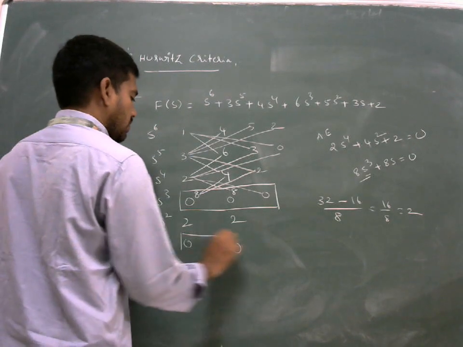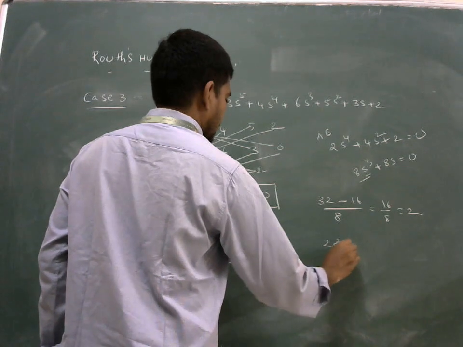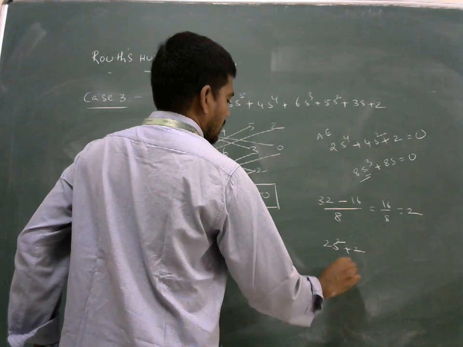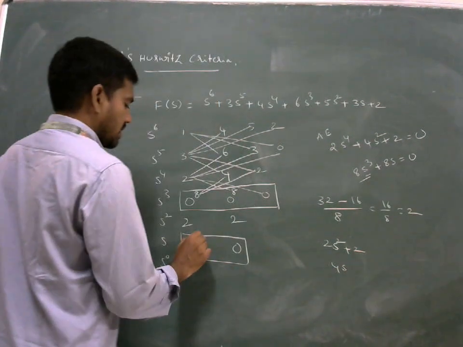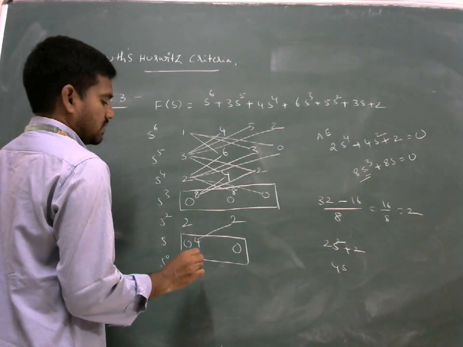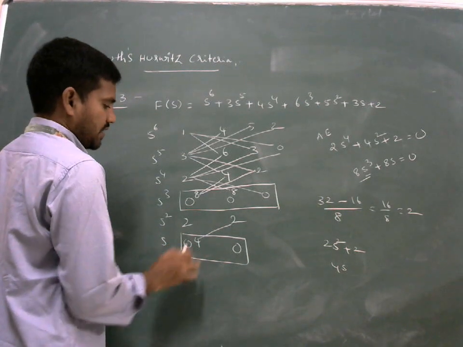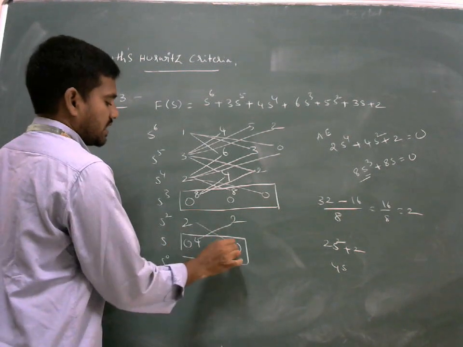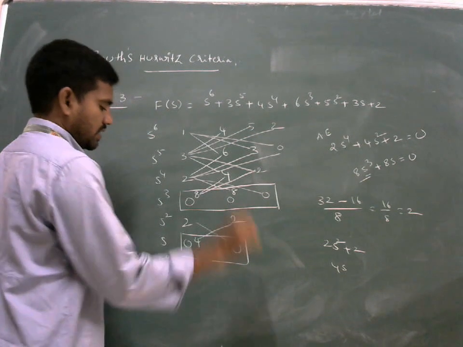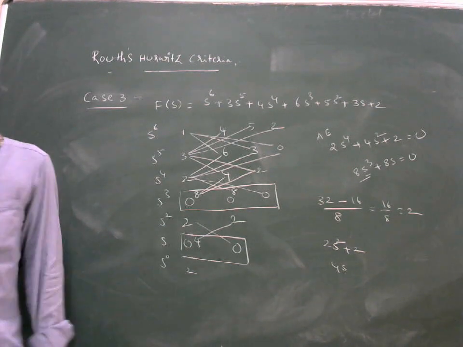Again what you need to do? Again you need to apply the auxiliary equation. What are you going to get? 2s square plus 2. If you apply the differential equation, we get 4s, so you need to replace it with 4. Again you will do 4 into 2, 8. 8 minus 0 by 2. That means we are going to get 2. The last element is 2.